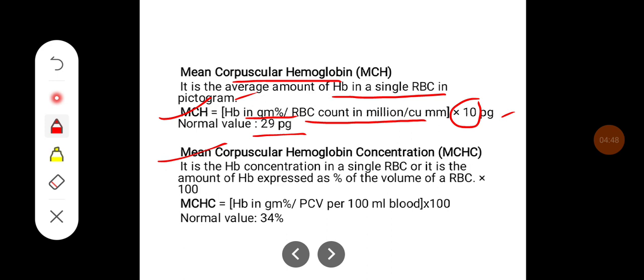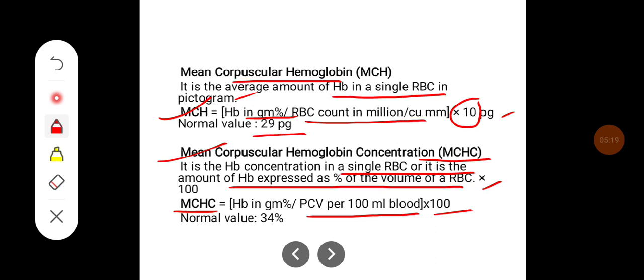The mean corpuscular hemoglobin concentration, that is MCHC, is the hemoglobin concentration in a single RBC, or it is the amount of Hb expressed as a percentage of the volume of RBC, which is eventually multiplied by 100. So MCHC can be given as the hemoglobin in gram percentage divided by the packed cell volume per 100 ml of blood, into 100, gives the MCHC value in percentage. Normally it is around 34%.